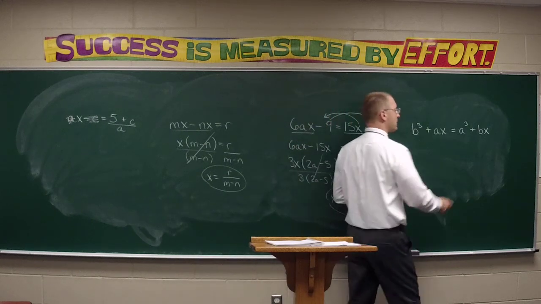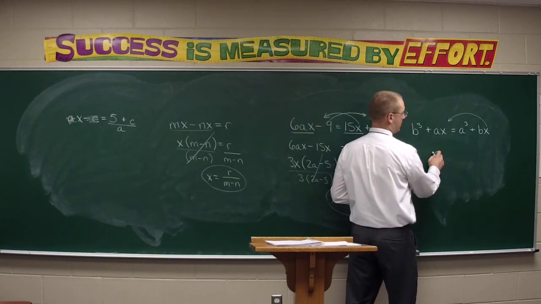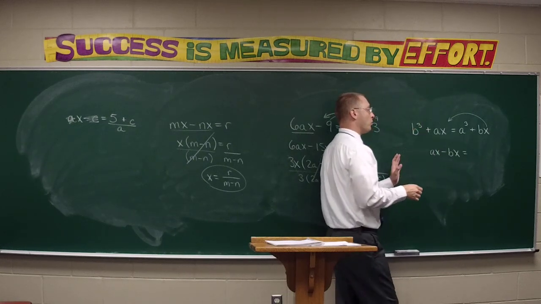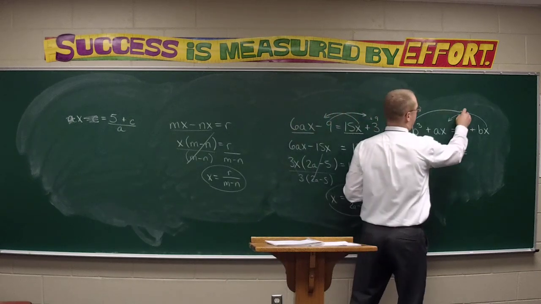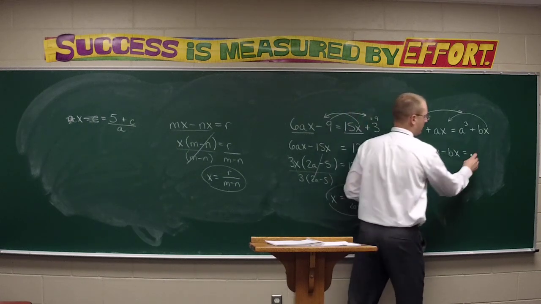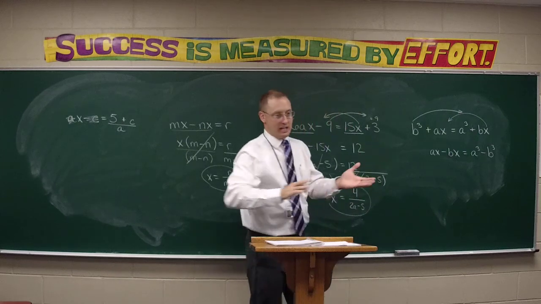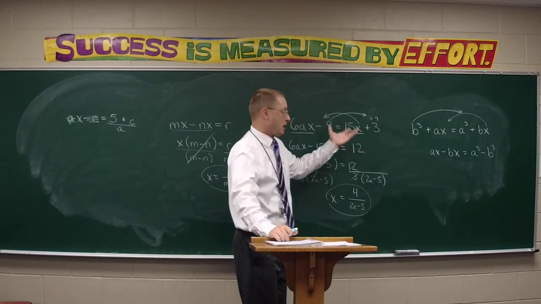The bx? All right, let's bring the bx over here as a negative. But at the same time, we're moving the x's to the left. What needs to move to the right? The b cubed. And when we move that over, it becomes negative. So I end up with... There we go. Now we've got all the x's segregated out from the non-x's, if you will, and we're going to get x by itself.